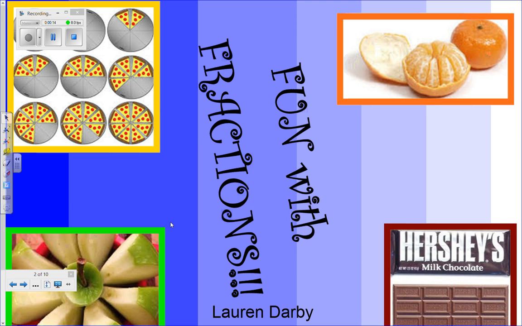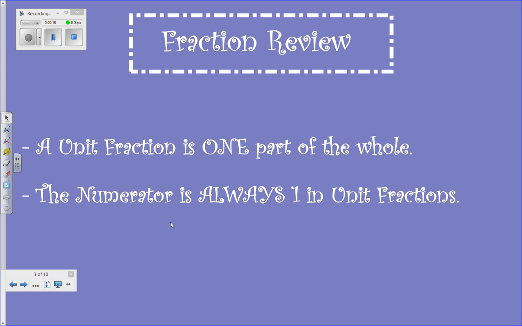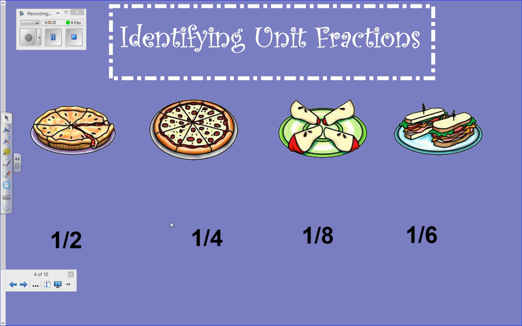So we're going to be having fun with fractions today. Just a reminder that a unit fraction is one part of the whole, and the numerator is always one. Alright, so who would come up to the board and match the fraction with the picture? Please, anybody. I made it food. It's fun. Anyone? Yes, Taylor.